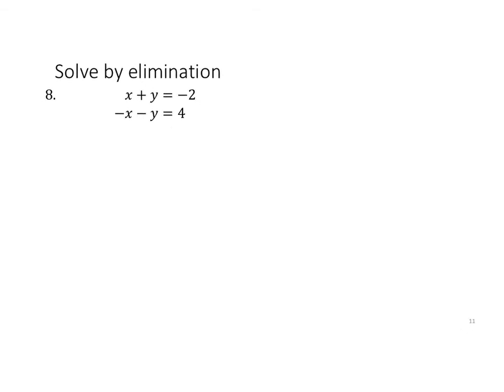Number 8, solve by elimination. x plus y equals negative 2, and then negative x minus y equals 4. I'm just going to add them. x plus negative x gives me 0. y plus negative y gives me 0. Negative 2 plus 4 gives me 2. They are not equal to each other. I got rid of both of my variables, so this is no solution.